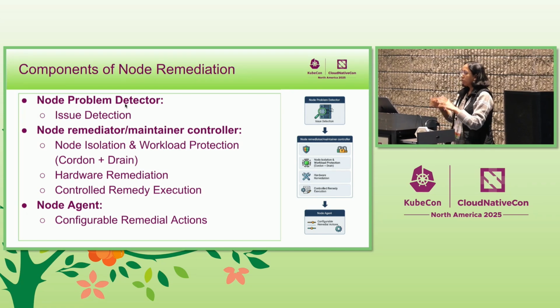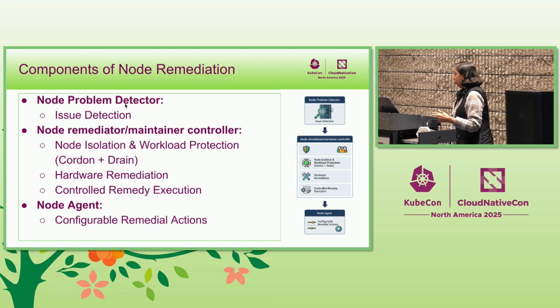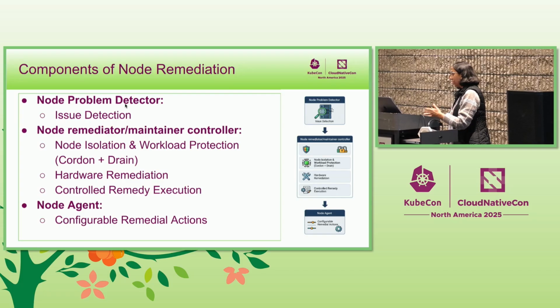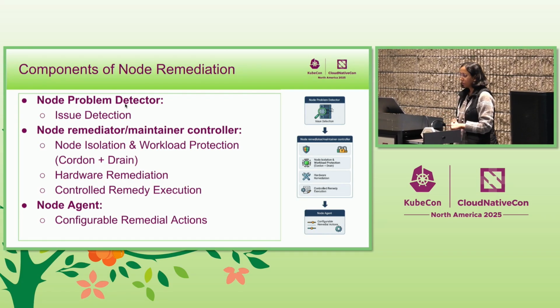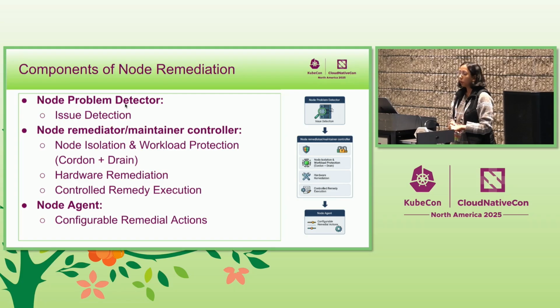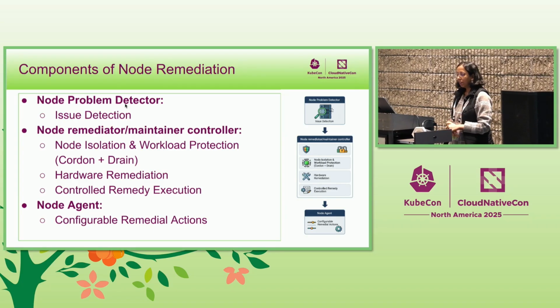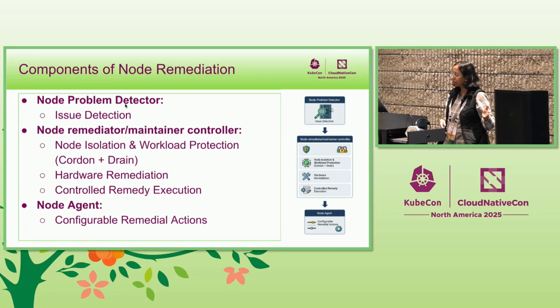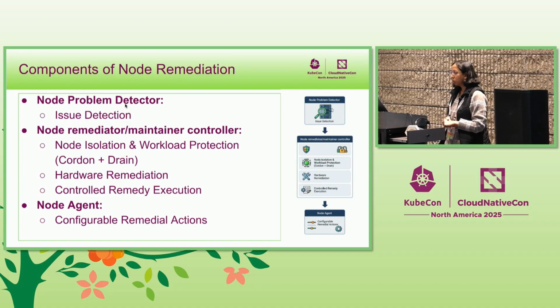Node remediator / maintainer controller, it's the same controller, helps us to cordon and drain and isolate the node. And if there is a hardware issue, it will help me to send it to a data center engineer for fixes. And obviously, it has an entire view of the system, so it can take the decision accordingly. And node agent, like it was helping us to perform the maintenance task, it can also help me to execute remedial action as well.